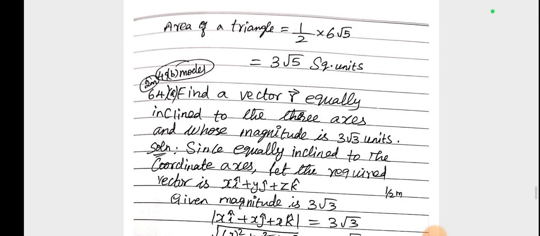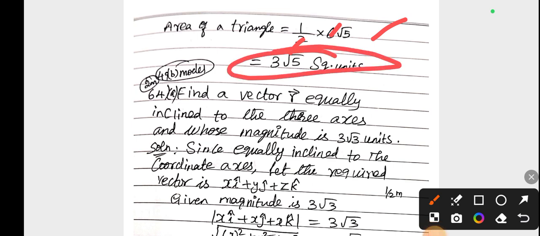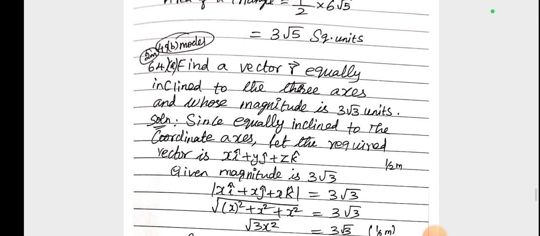Then what is the area of a triangle formula? Half into 6 root 5. So the 2 under the 6 gets cancelled and you're getting the answer. Area of the triangle is 3 root 5 square units. Then 64A. This is literally the same as 49B model.